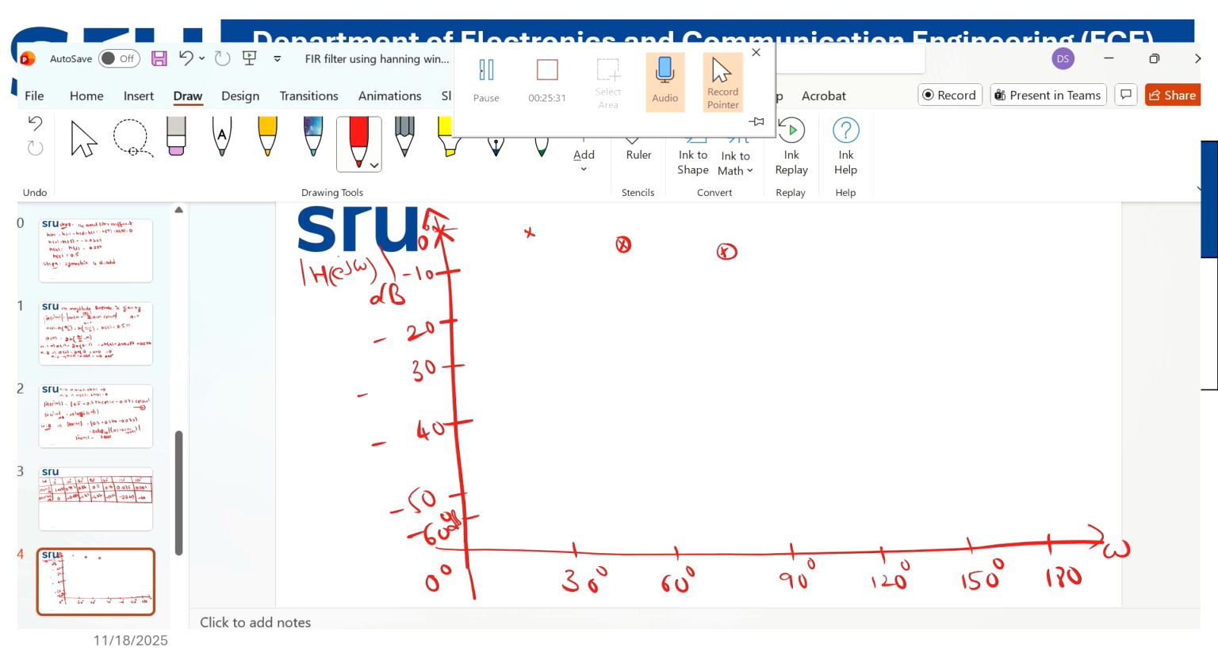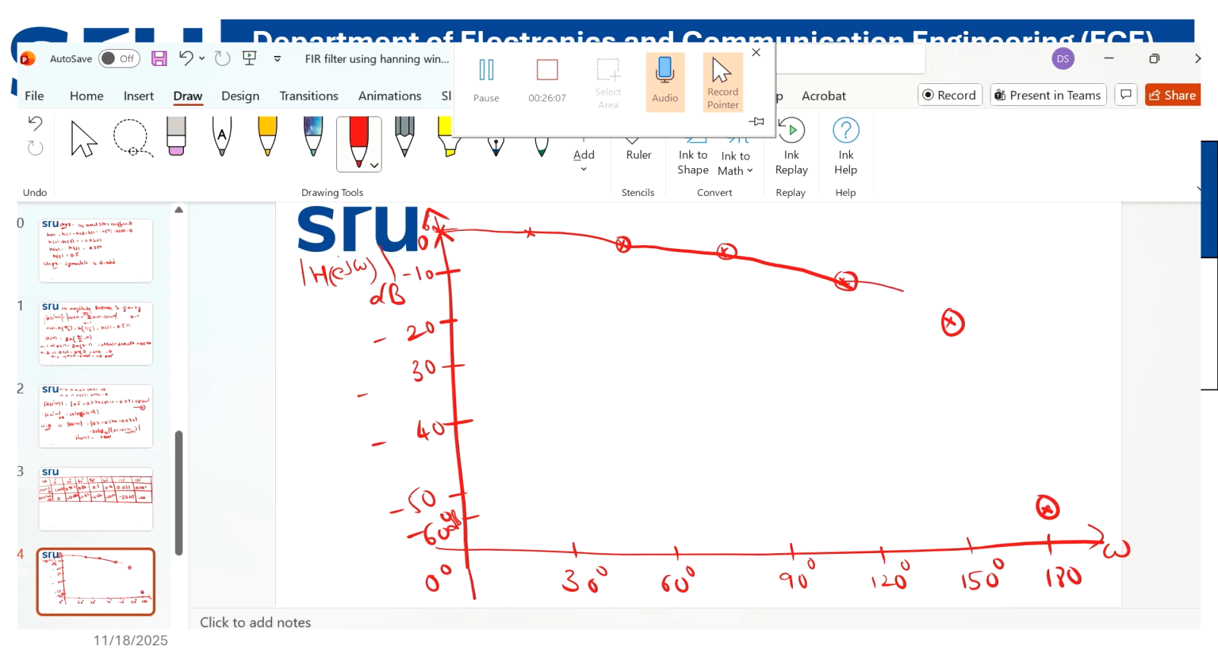Again at 120 degrees, we have minus 17 dBs. At 120 degrees it is decreasing. First it is maximum, slowly it is decreasing. Again the peak value is at 120 degrees. Again at 150 degrees we have minus 22, so somewhere at 150 degrees minus 22 dBs. At 180 degrees we have minus 60 dBs.